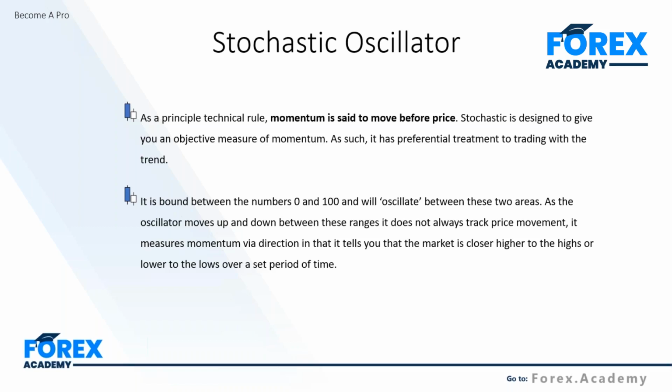It measures momentum via direction, in that it tells you whether the market is closer to the highs or closer to the lows over a set period of time. Is the momentum closer to the highs as the market trades higher, or to the lows, of the relevant price action? We are always looking to measure momentum as such, and there is the equation to the stochastic oscillator here. This is actually the fast stochastic oscillator. There are two, a slow and a fast one, and again we prefer to choose the fast one. It uses the most sensitive price data.